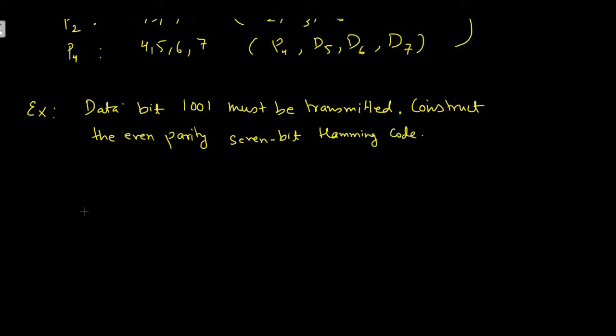Now, first of all, we write P1, P2, D3, P4, D5, D6 and D7. There are 4 data bits, meaning it is 1, 0, 0, 1. Now we have to find P1, P2, P4.